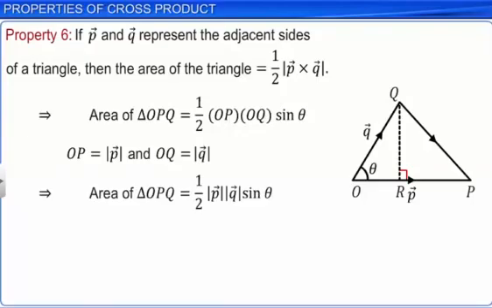The product of the magnitudes of vectors p and q and sine theta is equal to the magnitude of the cross product of vectors p and q. Thus, the property is proved as shown.